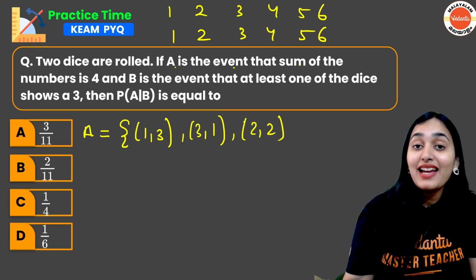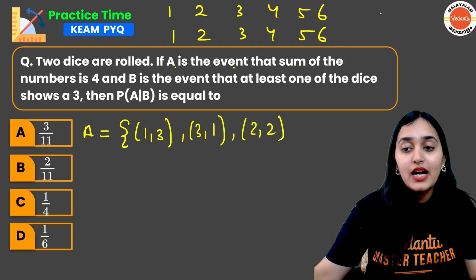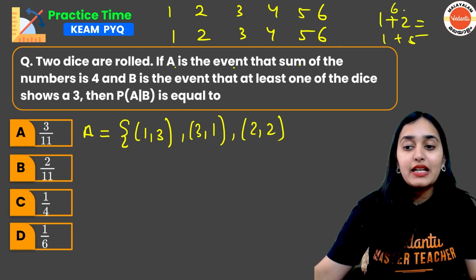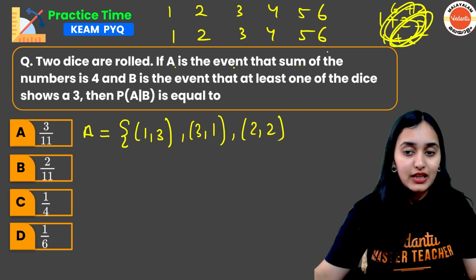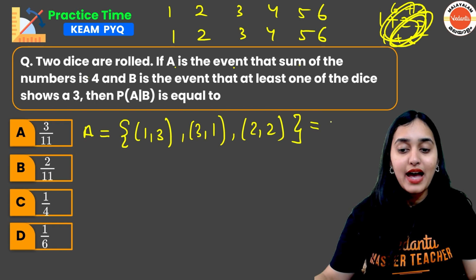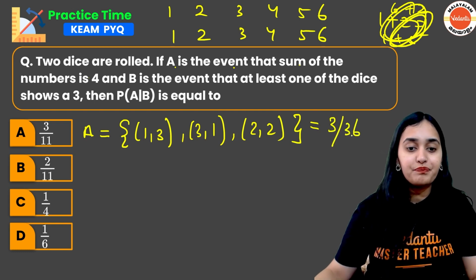Is there any other combination which can give you 4? 1 plus 2 is 4? No. 1 plus 5 is 4? No. 6 plus 2 is 4? No. There is no other combination possible. Only these combinations are possible. So basically you have 3 out of 36.